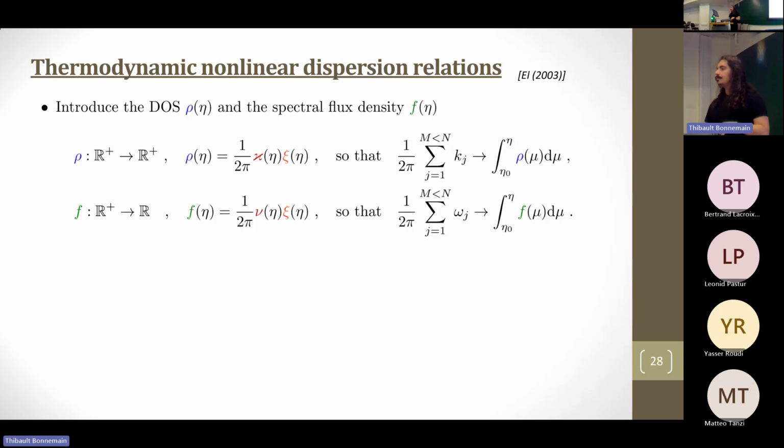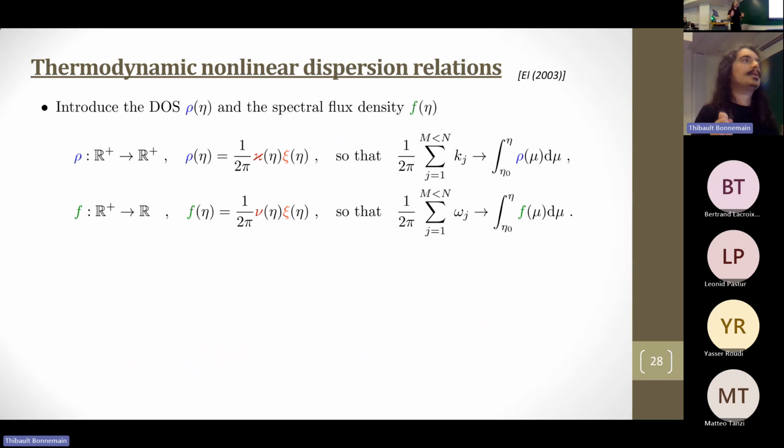So finally, I want to take the continuum limit. To do so, I will introduce the spectral density of states here as a product of kappa and xi, so the product of the normalized wave number times the density of bands, such that the sum over the wave numbers becomes an integral over rho. And in this case, rho is indeed the density of solitons per spectral length and real length.